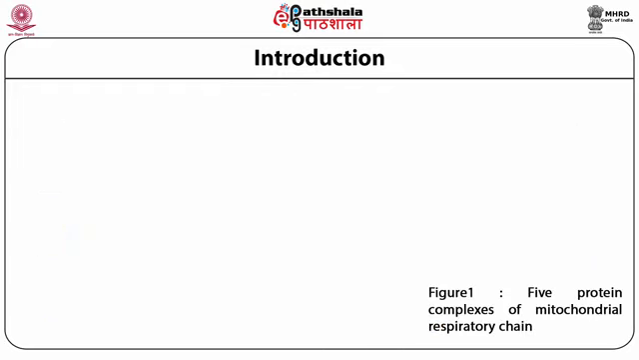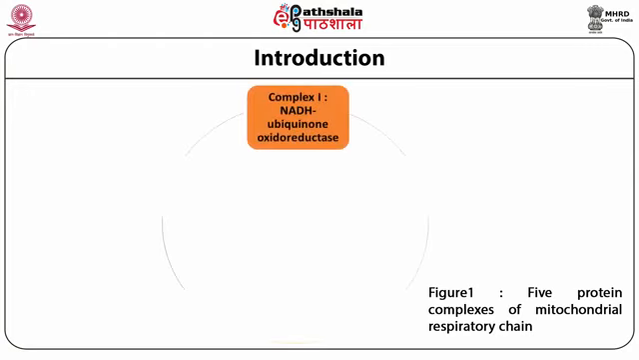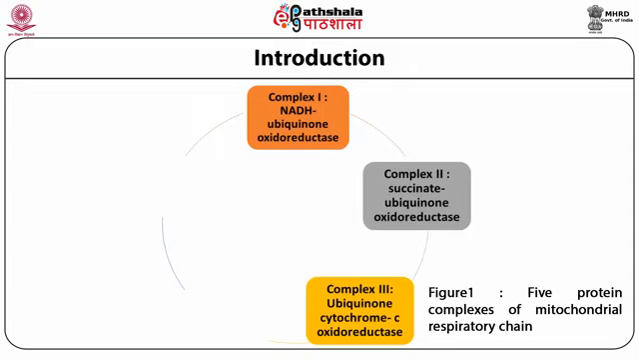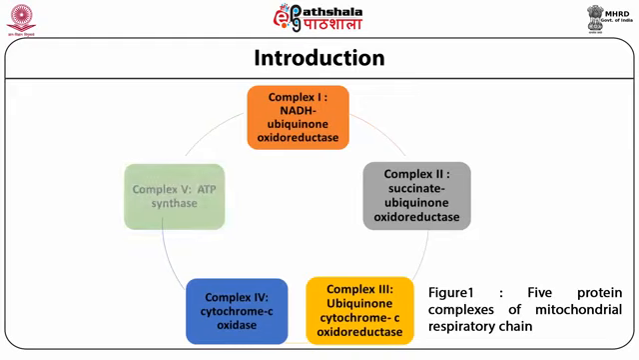There are 5 protein complexes of the mitochondrial respiratory chain. Complex 1 includes the NADH ubiquinone oxidoreductase. Complex 2 includes the succinate ubiquinone reductase. Complex 3 is ubiquinone cytochrome C oxidoreductase. Complex 4 is cytochrome C oxidase, and complex 5, which plays a crucial role in ATP synthesis, is ATP synthase.